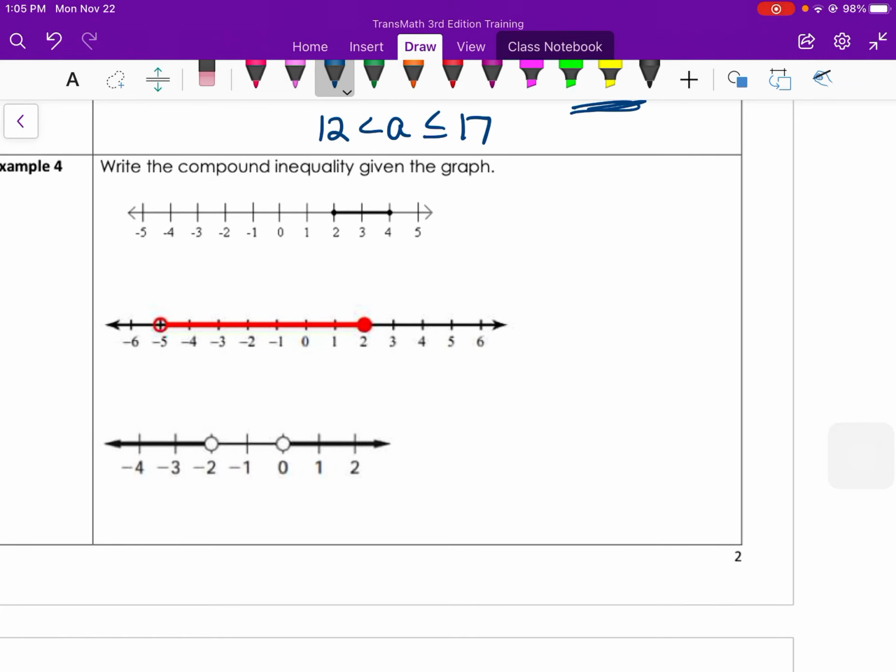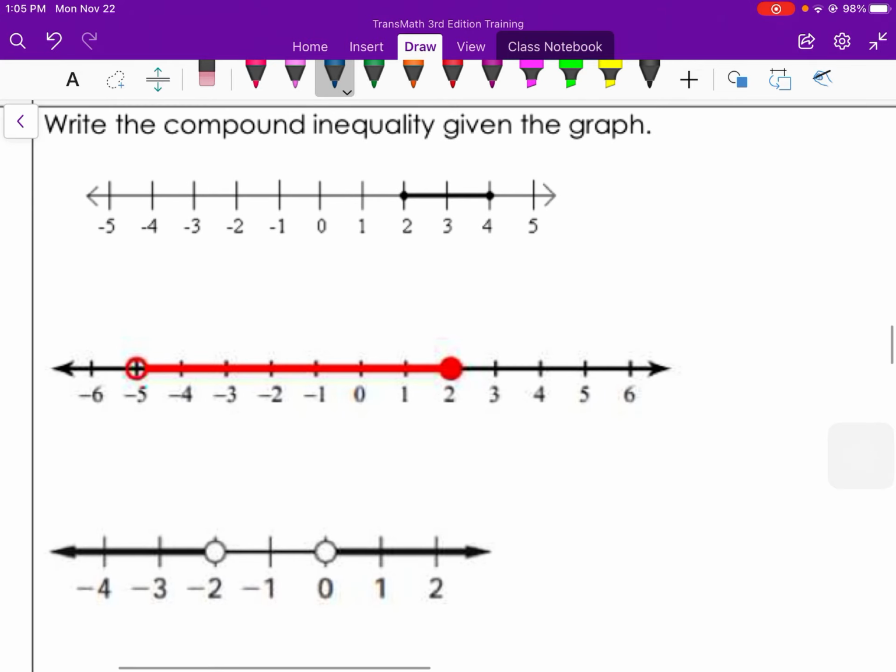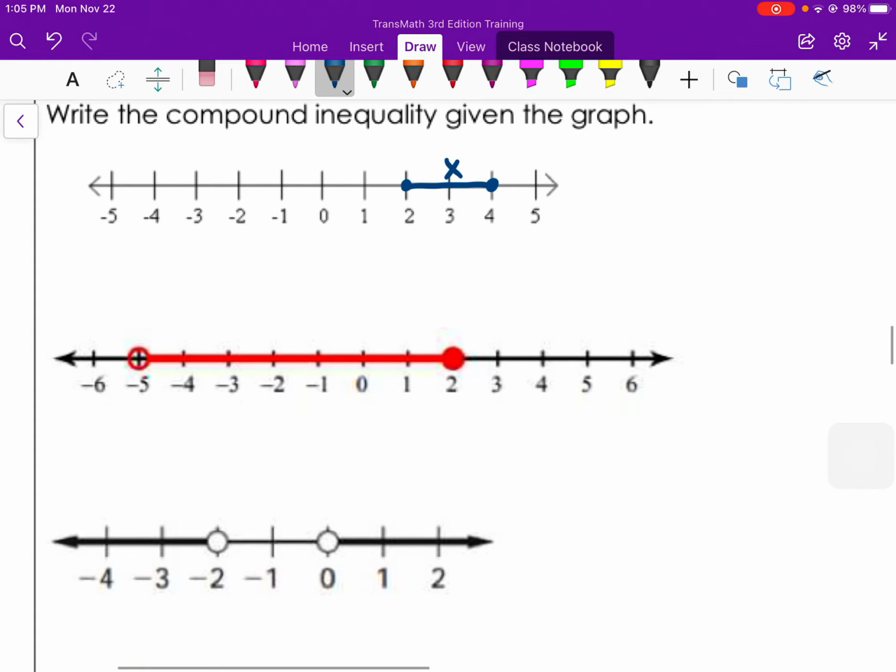Okay, then we practiced writing compound inequalities from a graph. So I'm going to do a couple here for you. This is an and inequality. Our x's are between 2 and 4 here. We write this one as x is less than or equal to 4, since they're both closed circles, and then greater than or equal to 2.